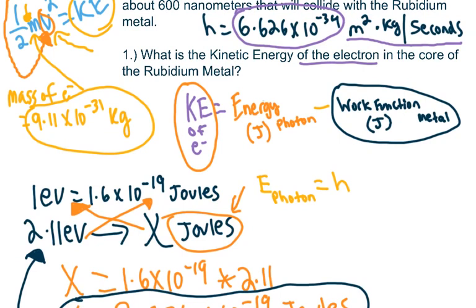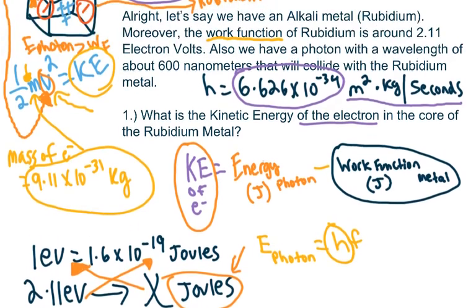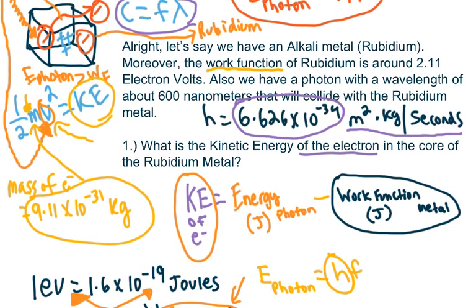So h times f, frequency. H is a constant, Planck's constant, so we know that value. How do we solve for f? Well, let's see what our question gives us. We have a photon with a wavelength of 600 nanometers. That's our key thing right there. The problem gives us the wavelength of the photon, but we need the frequency of the photon. So how is that supposed to work?